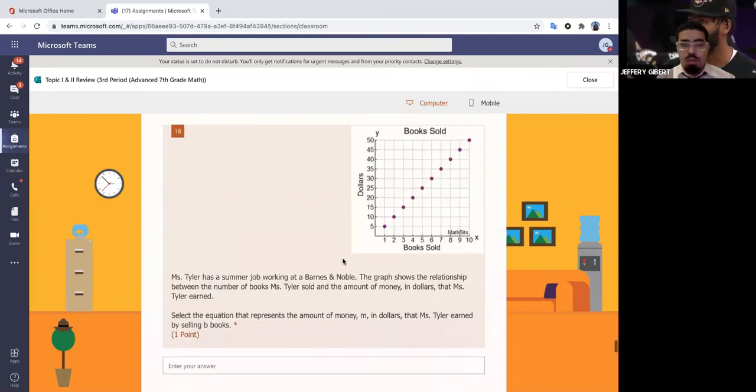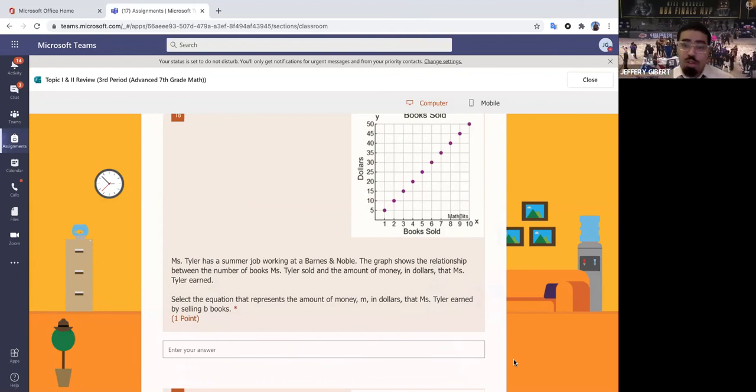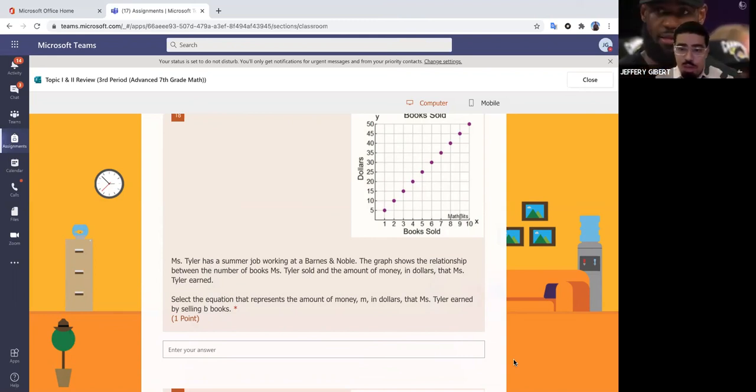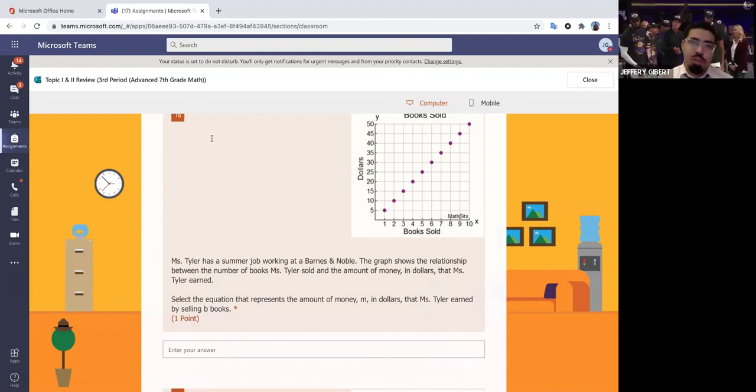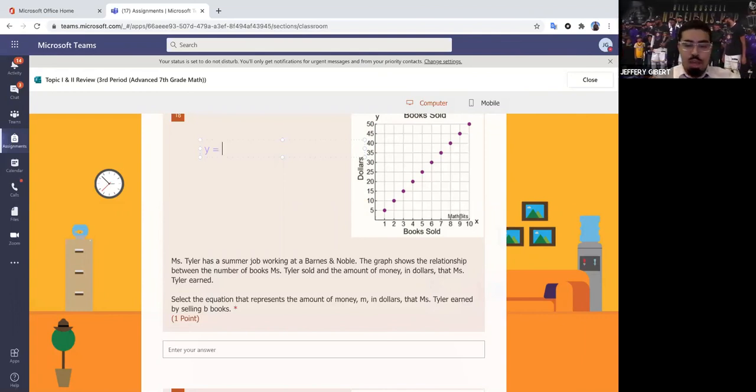All right, Miss Tyler has a summer job working at a Barnes & Noble. The graph shows the relationship between the number of books Ms. Tyler sold and the amount of money in dollars that Ms. Tyler earned. Select the equation that represents the amount of money M in dollars that Ms. Tyler earned by selling B books. So on this one, all of the answer choices are going to be in y equals kx format.